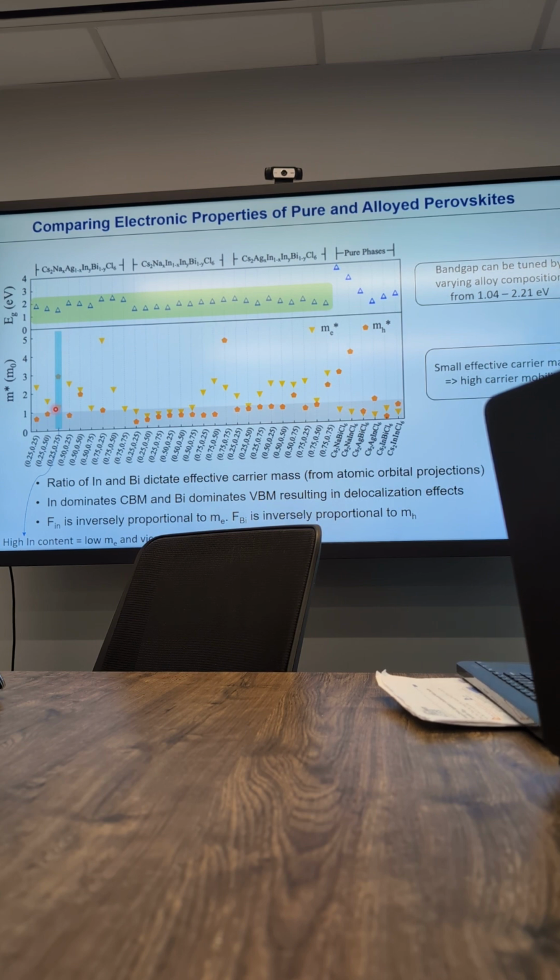Wait, so if there's more bismuth in the material, since it's at the valence band, more of the p orbitals of the bismuth are involved in bonding, but you have more holes. Yeah, they are saying that if you have more bismuth in the system, there's going to be more delocalization at the valence band, and therefore the mass of the holes is less. Okay. And so there would be more localization at the conduction band. Yeah. Right. Okay.